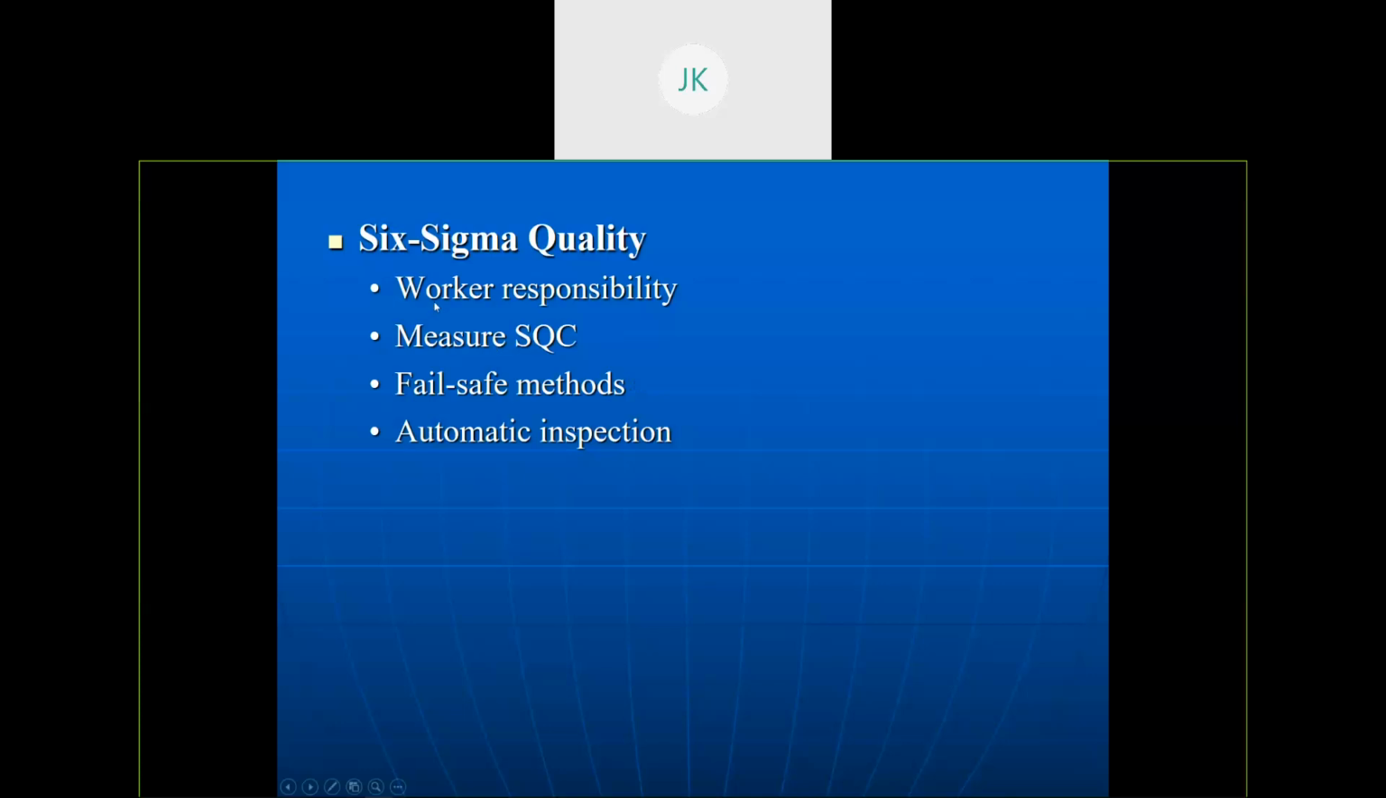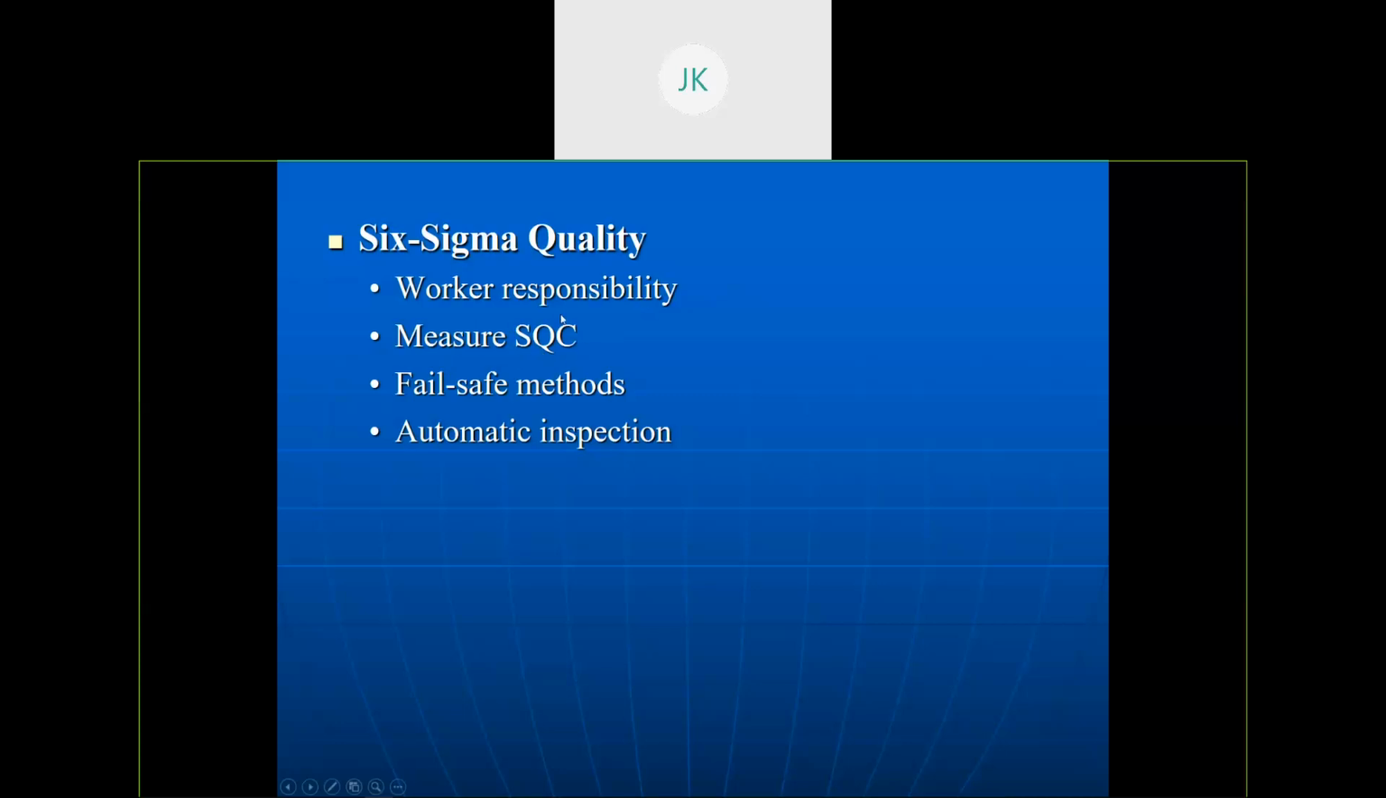Okay. So Six Sigma quality means trying to improve quality, not to make defects. That means reducing defects, using worker responsibility. This one is quality at the source. And then we can reduce the chance of defects.